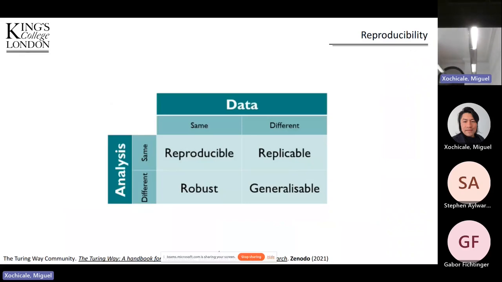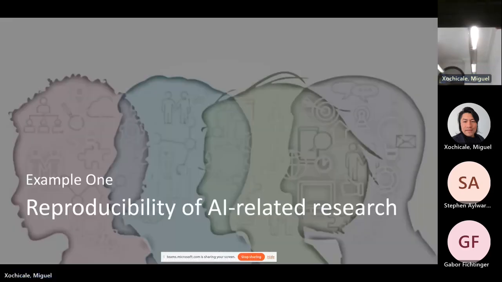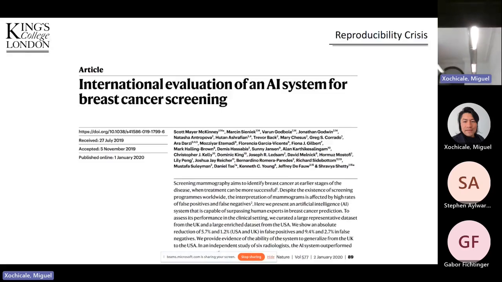And we would like also to replicate those findings using different data sets, and moreover, to move to more robust and generalizable approaches. But this is very important to understand. Now, I'm bringing a couple of examples just to set the scene. Let's have a look at the first one.